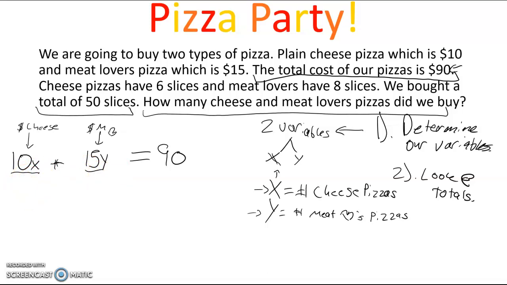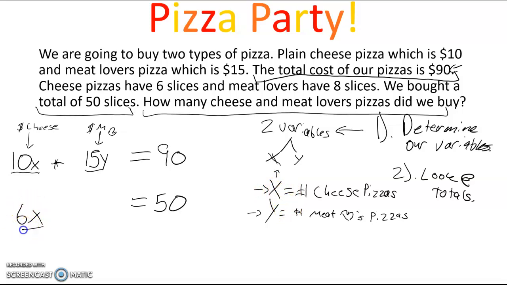Now let's figure out our other total, 50 slices. So we have 50 total slices. And it tells us that cheese pizzas have 6 slices attached to them, and the meat lovers pizzas have 8 slices. Again, I don't know how many cheese pizzas I have yet, but I know it's going to be X.